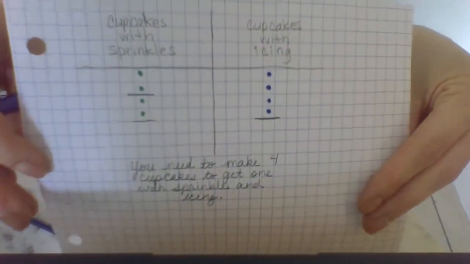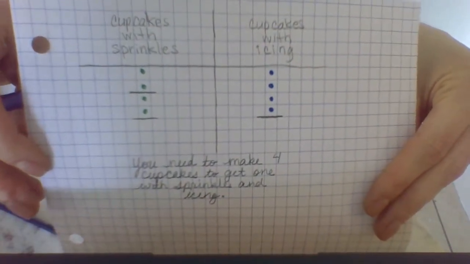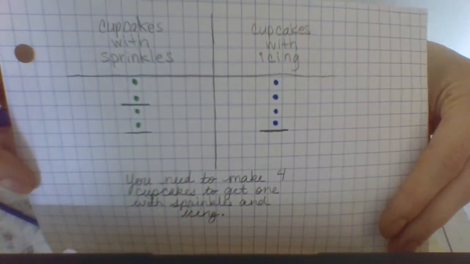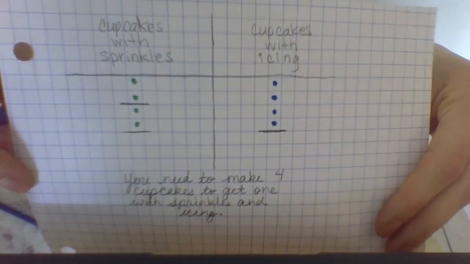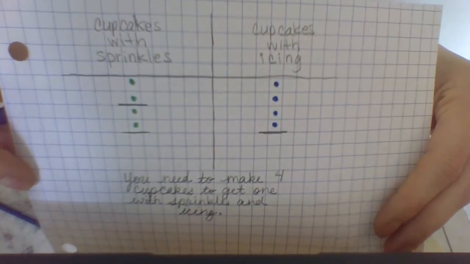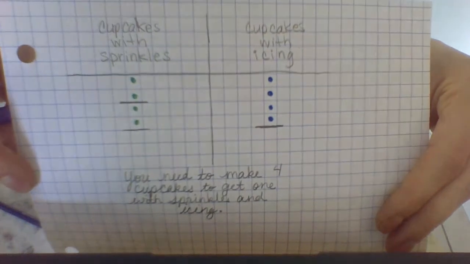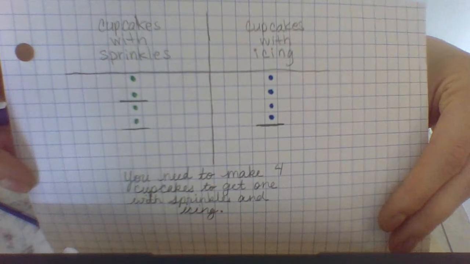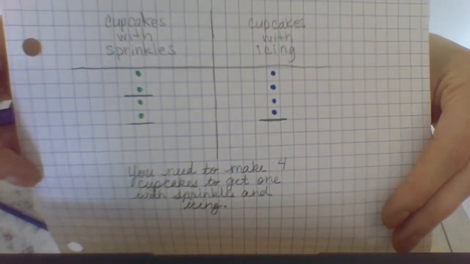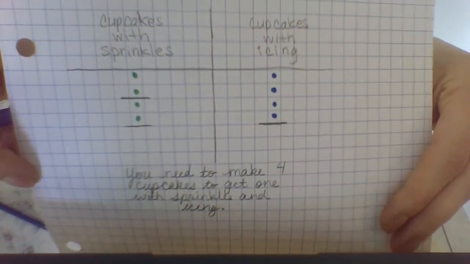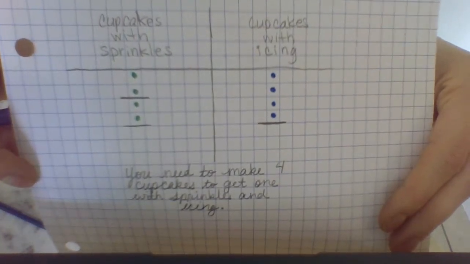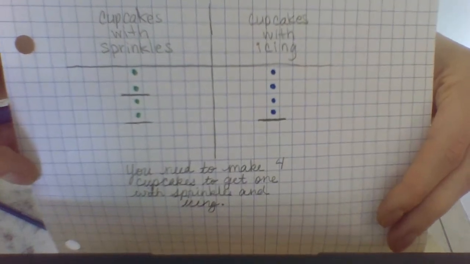And so you'll write your answer in a complete sentence underneath your work. You'll need to make 4 cupcakes to get one that has both sprinkles and icing. Which one would you rather have? The one with both? The one with sprinkles? The one with just icing, or the one with nothing? No sprinkles or icing?